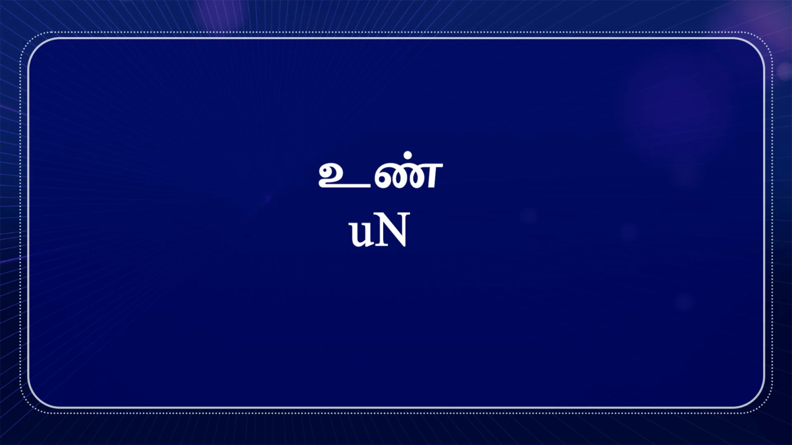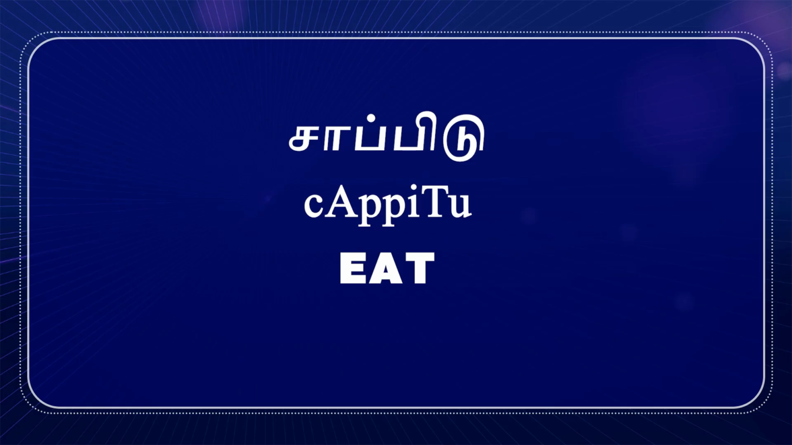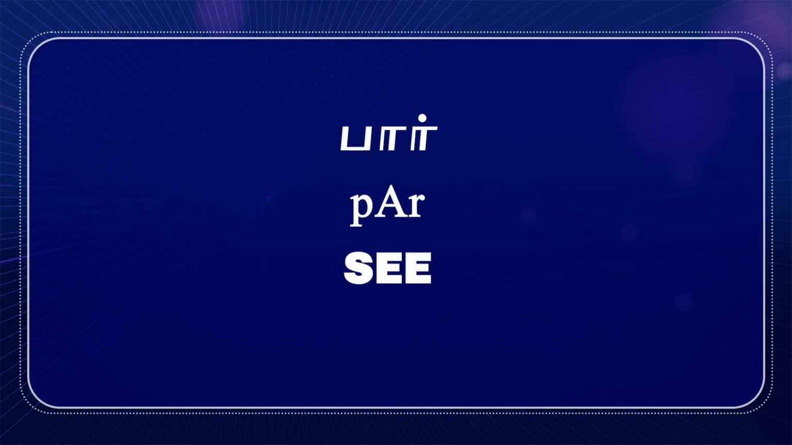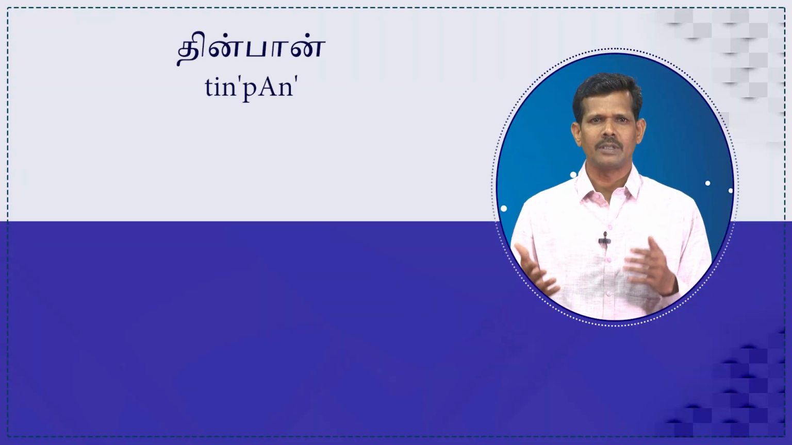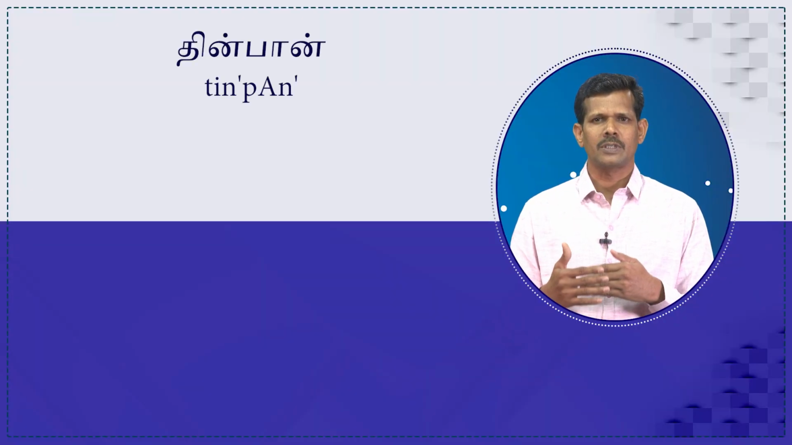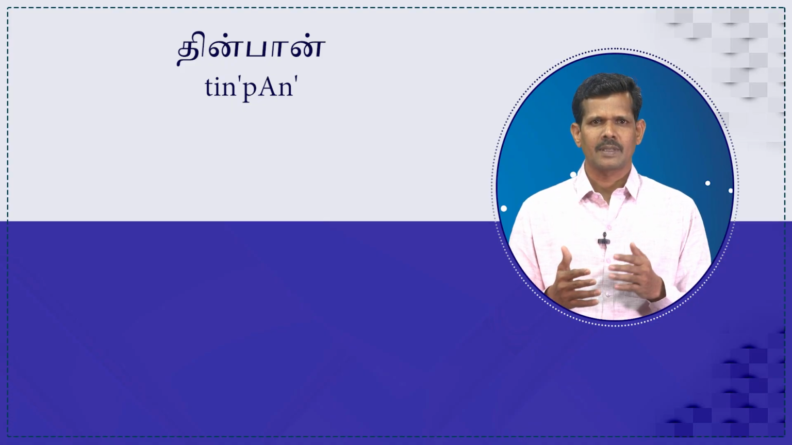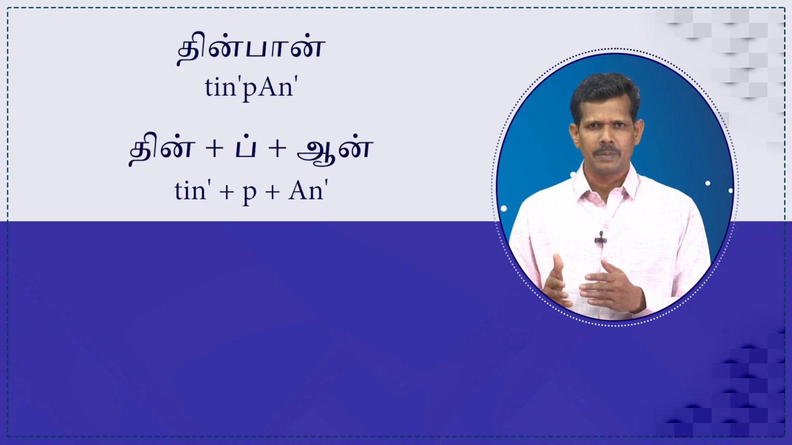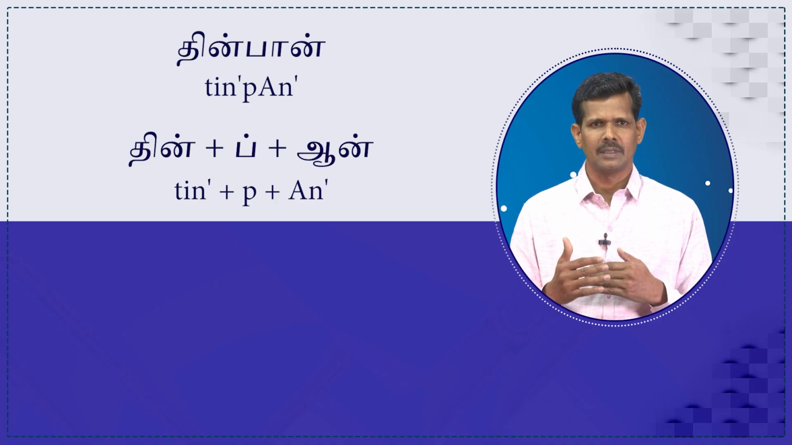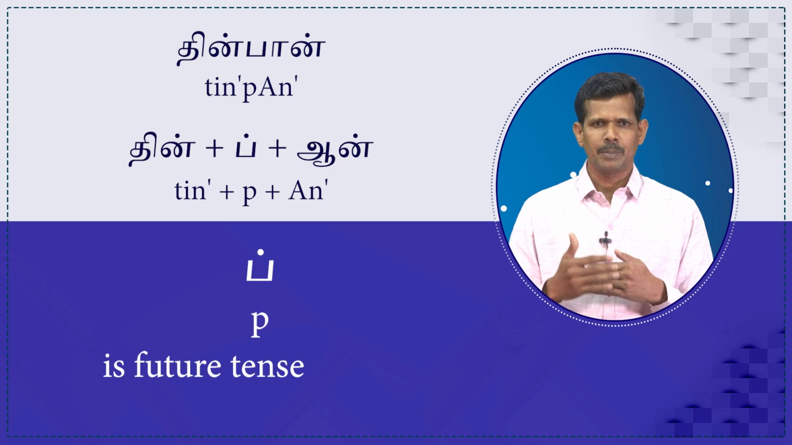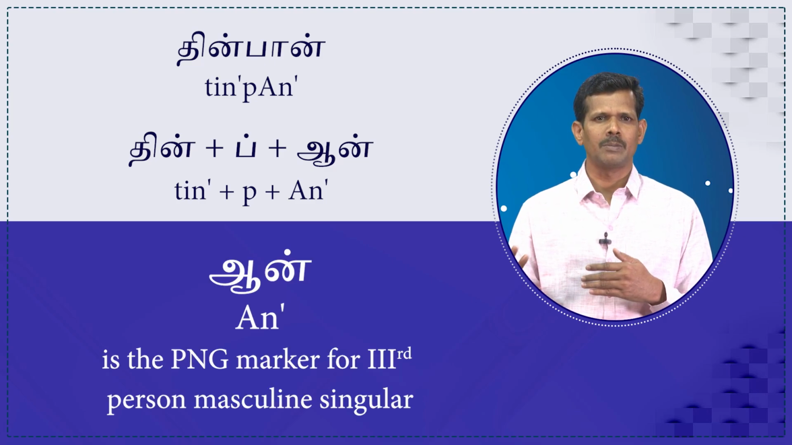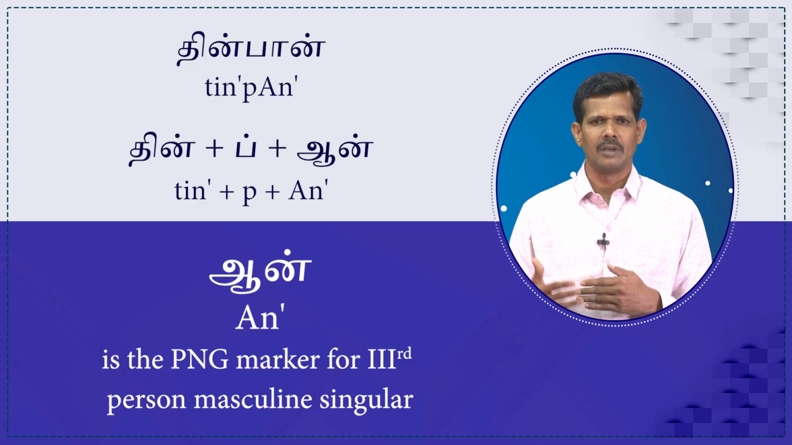In modern Tamil, the verbs thin and un are not used. Instead, the verb சாப்பிடு, which means eat, is used. Similarly, the word kan is replaced by the word par, which means see. Let us see an example, thinban, and how it is segmented to find out the future tense marker p. It is segmented as thin plus p plus an. Here thin is verb root, p is future tense marker, an is PNG marker for third person masculine singular.